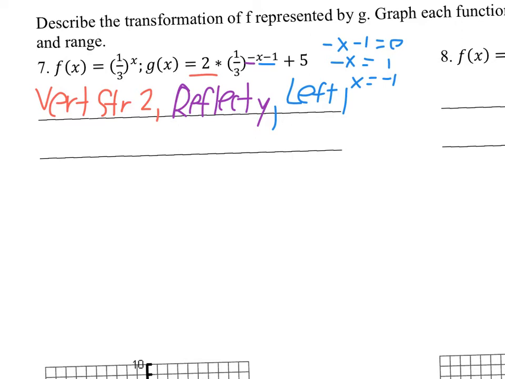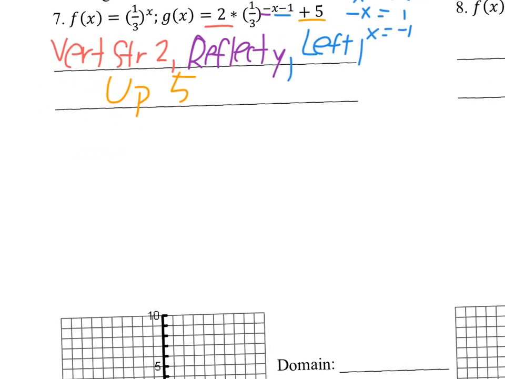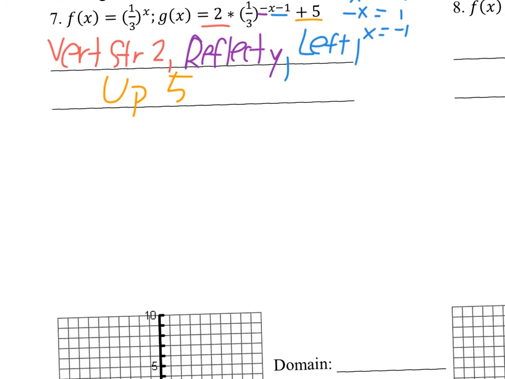And at the end we've got that plus 5. Well, plus 5 means up 5 units. So now it's time to make our tables, which we're then going to use to graph. So our first table is always going to be our parent function table. So we've got our x's and our y's. Our parent function here is based off 1/3 to the x. So we've got our -2, -1, 0, 1, and 2.